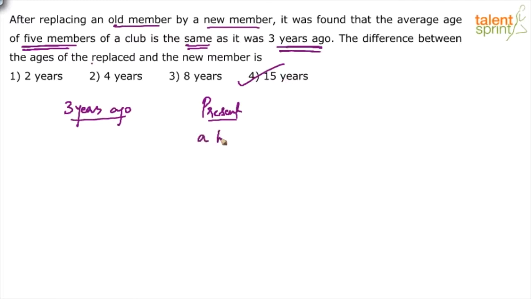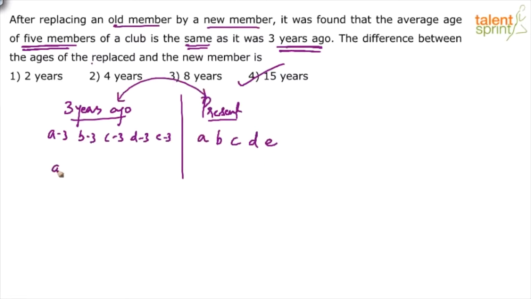Now the 5 persons are A, B, C, D and E. 3 years ago, what were the ages? Let's assume that their present ages are A, B, C, D, E. What were their ages 3 years ago? A minus 3, B minus 3, C minus 3, D minus 3 and E minus 3. So if you compare, how much is the difference between the total age 3 years ago and the age today? What is the difference between these two groups? See, this is A plus B plus C plus D plus E minus 15, and this is A plus B plus C plus D plus E.